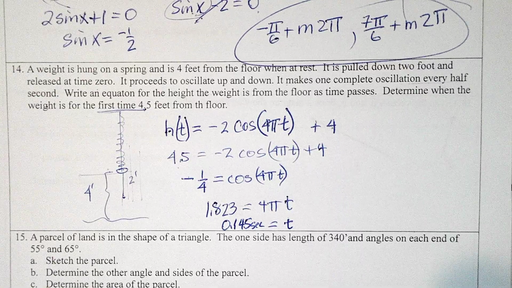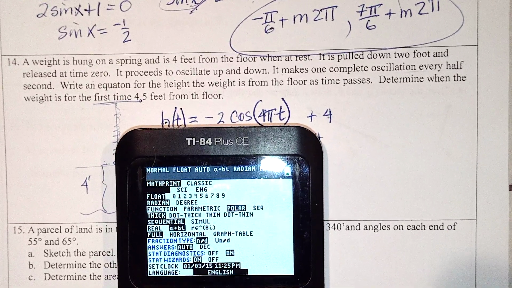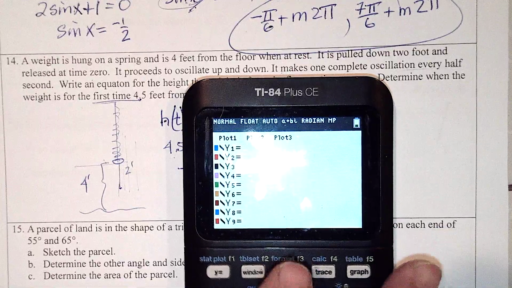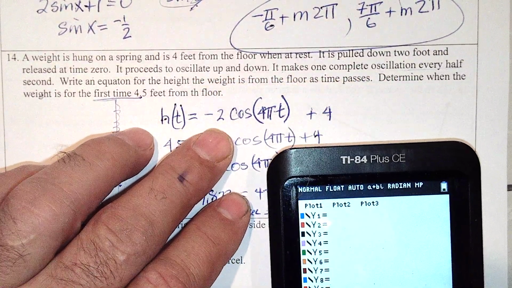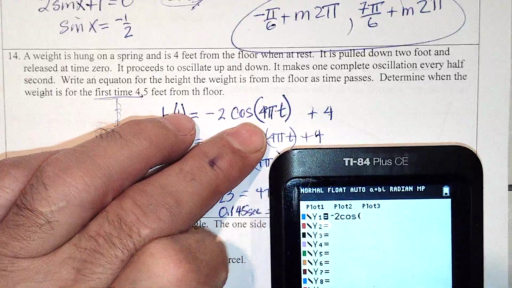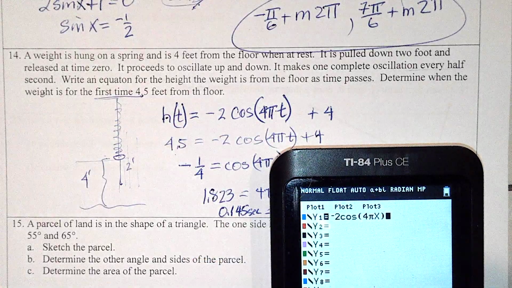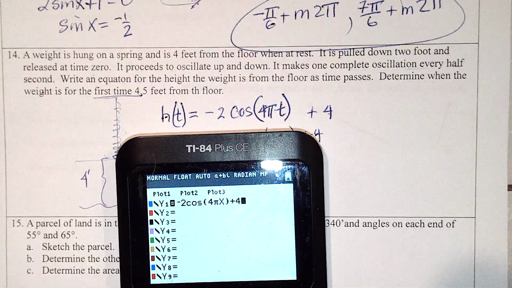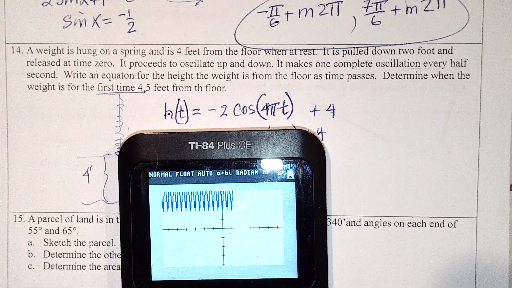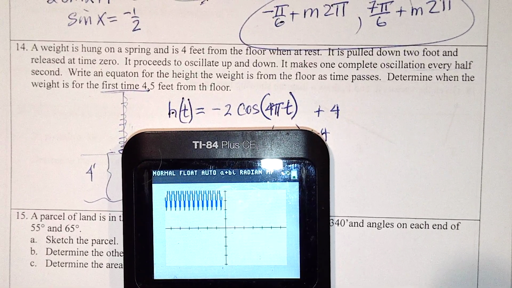Now I could have done this graphically. Mode function, and gone to y equals and typed in -2 cosine 4 pi x, close parenthesis, plus 4. Let's just graph it. Okay, so let's go zoom 4. That might be a better graph. No, that's what I had.